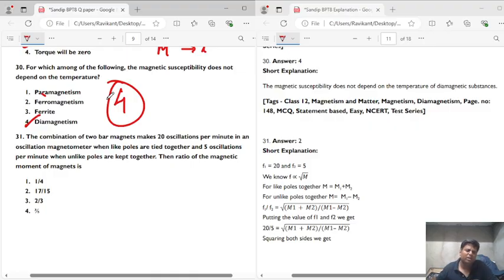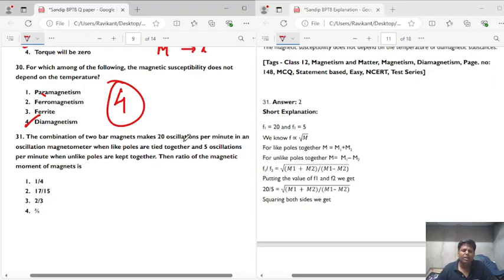Now question number 31. Question number 31 says that the combination of two bar magnets makes 20 oscillations per minute in an oscillation magnetometer when like poles are tied together, and 5 oscillations per minute when unlike poles are tied together. The ratio of the magnetic moments is asked.